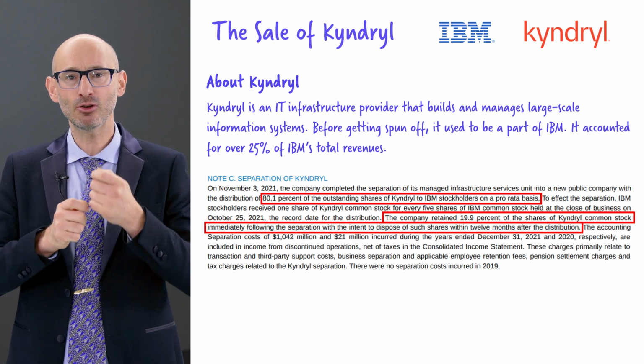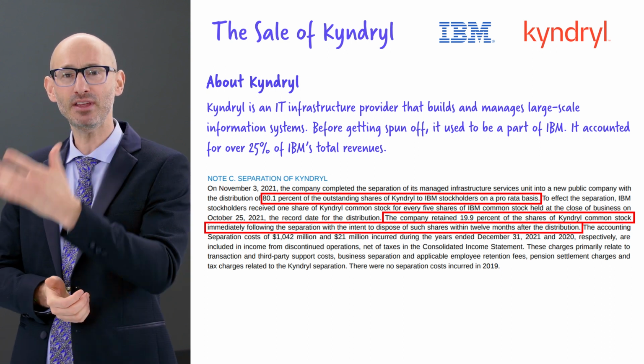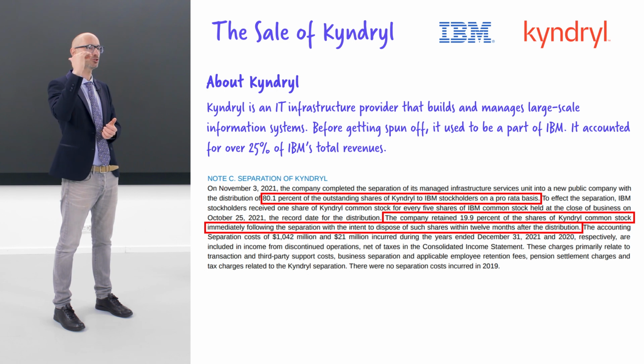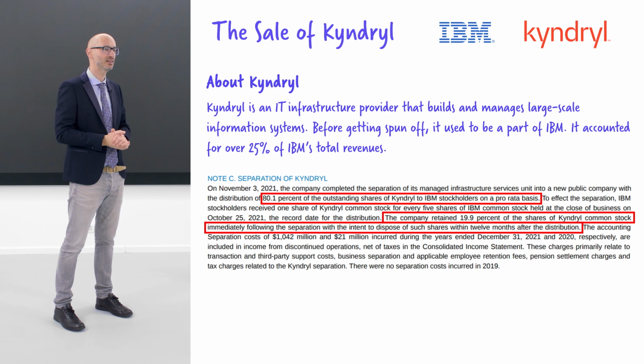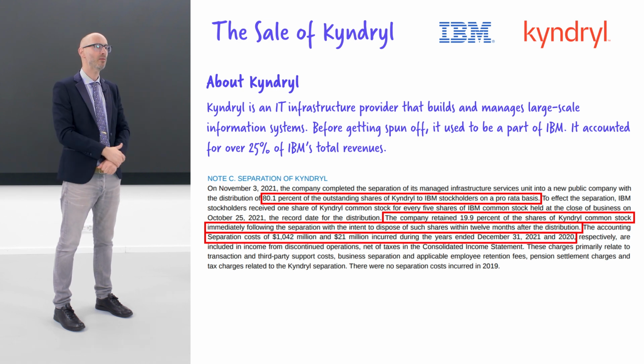The costs of the spin-off were huge. They had to pay a lot of fees, part to guarantee the pensions of employees, part for taxes, and part to support existing clients. These fees were huge, $1 billion in 2021. Was this a good spin-off?